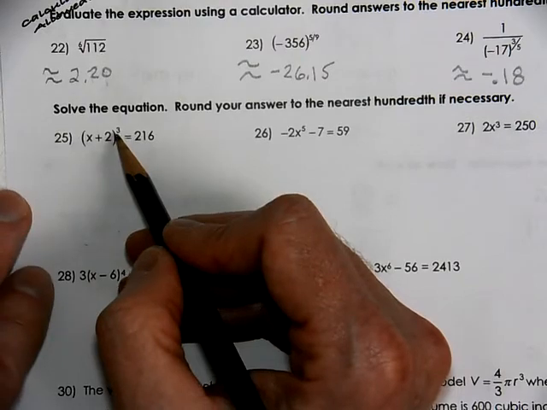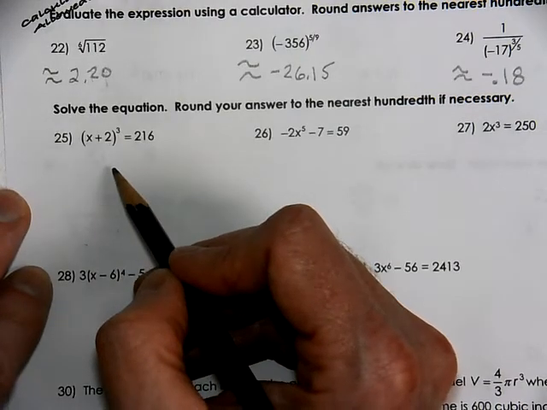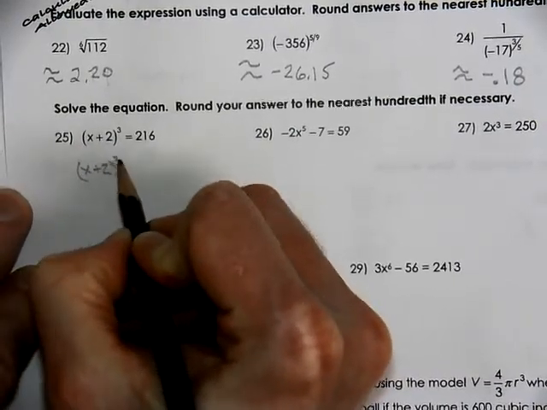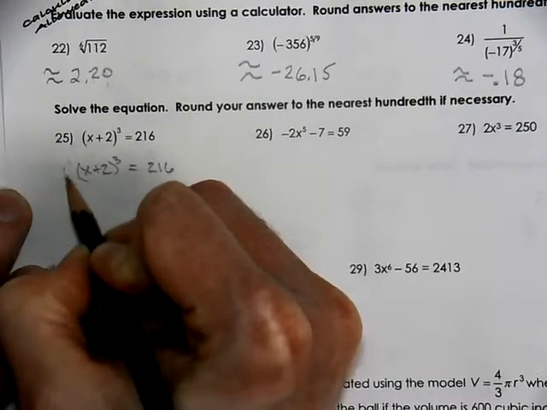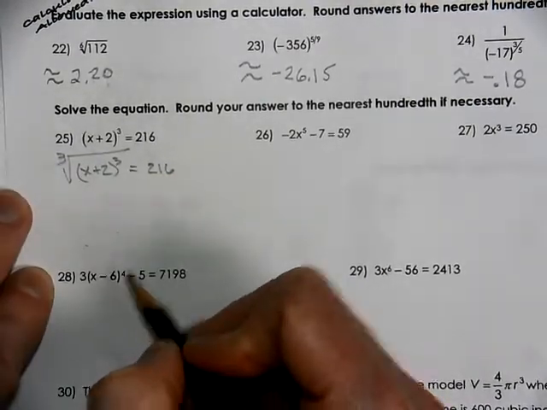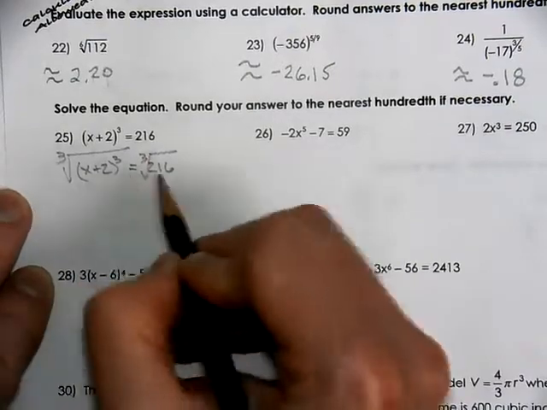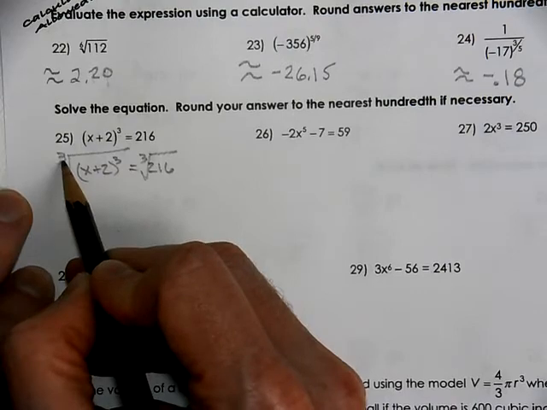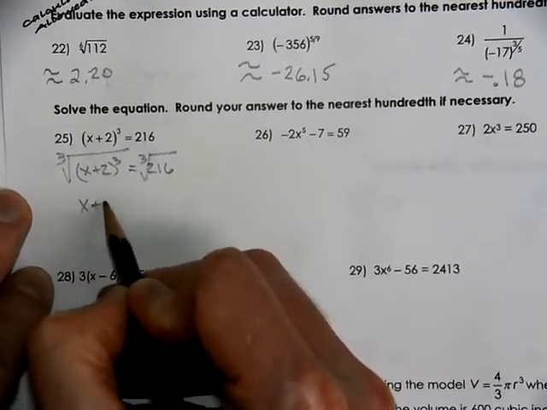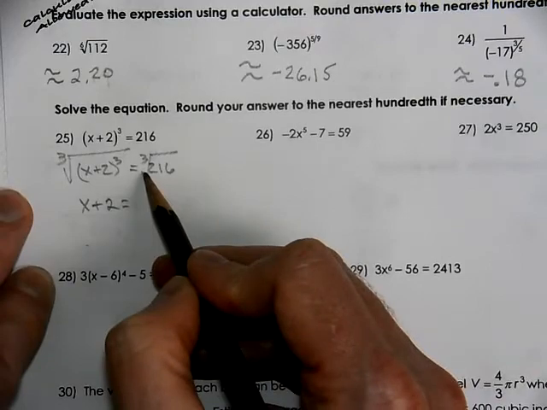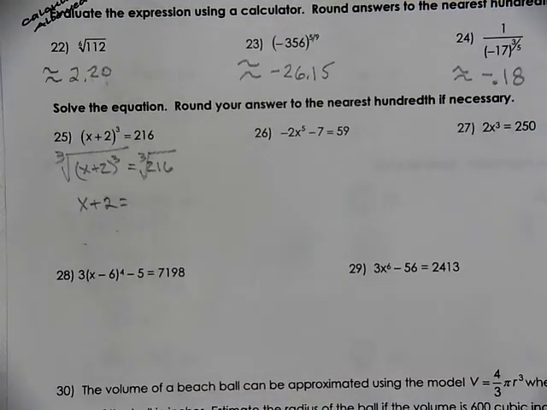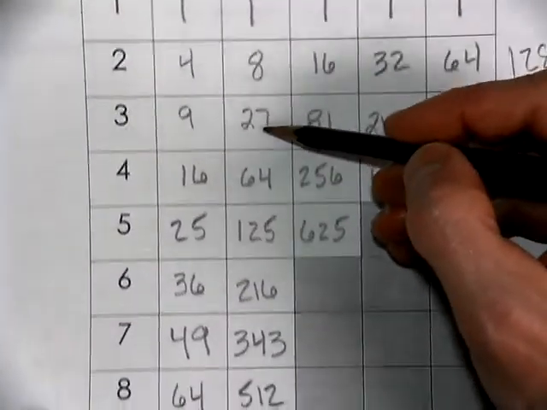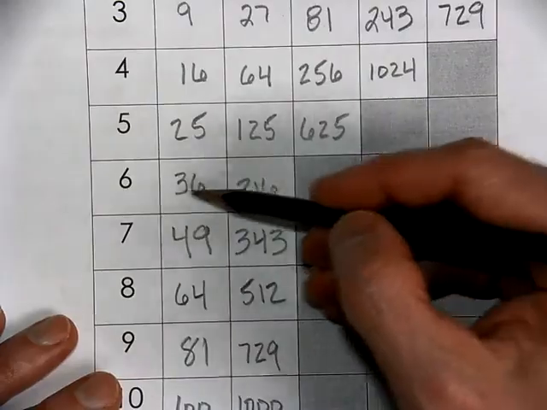This is 3. One way we can get rid of it is to do a cubed root. So the cubed root needs to be done to both sides. If these are the same, which was the whole reason for using the cubed root, then we have x plus 2. The cubed root of 216. Let's see if there is a cubed root. There it is. It's going to be 6.